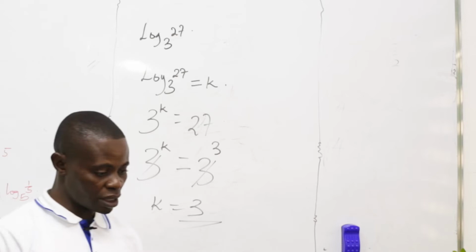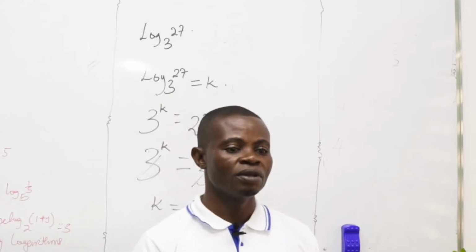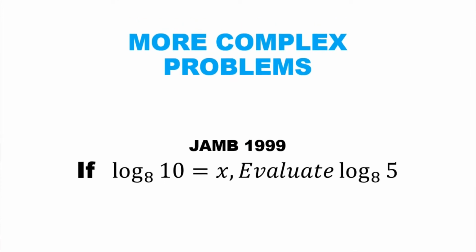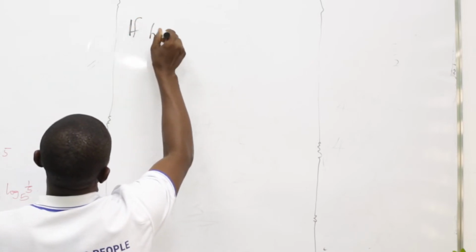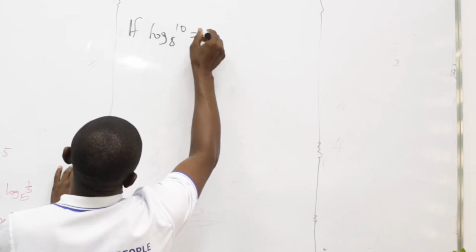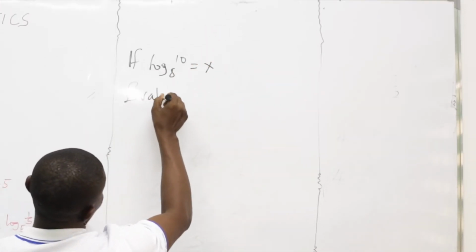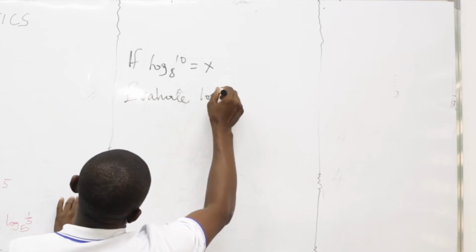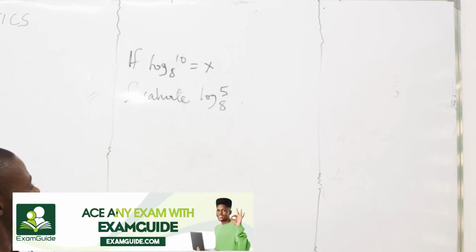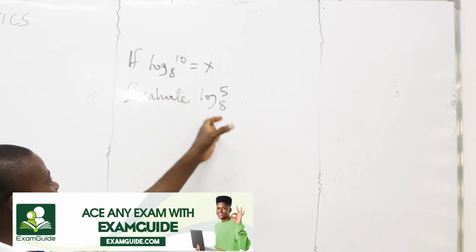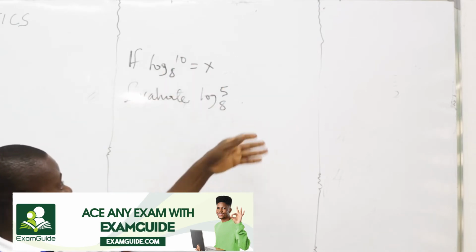Now let us look at a bit more complex form of logarithm, taking a question from JAMB. If log 8 base 10 equals x, then evaluate log 5 base 8. This aspect, we need you to think very well. How do you relate this and this? Base 8, they are the same, they agree. What of the case of 10 and 5?